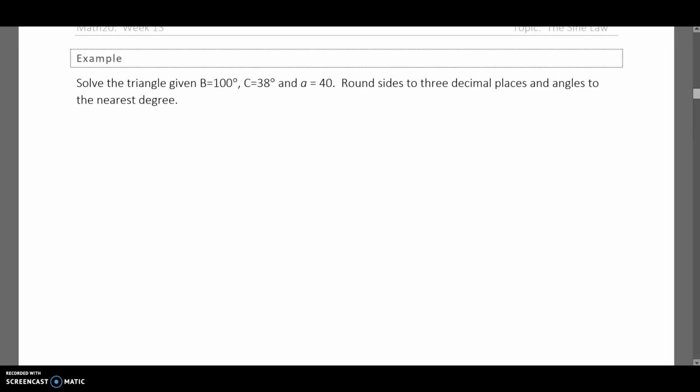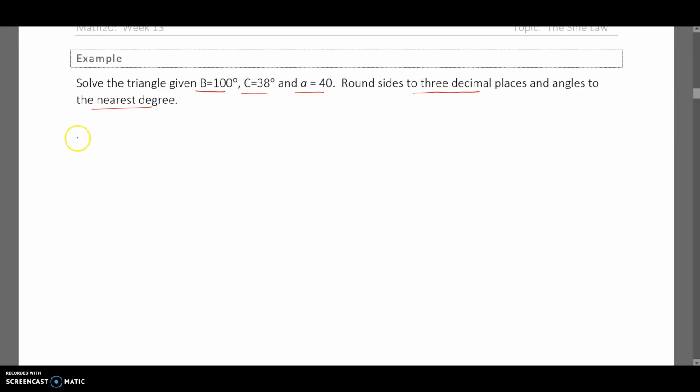We'll work through some examples now using the sine law. So we're going to solve a triangle knowing angle B is 100 degrees, angle C is 38 degrees, and side A has a measurement of 40. As we work, we'll round sides to 3 decimal places and angles to the nearest degree.